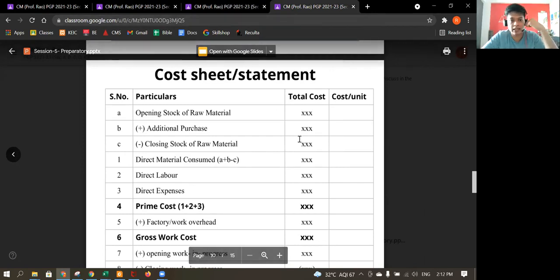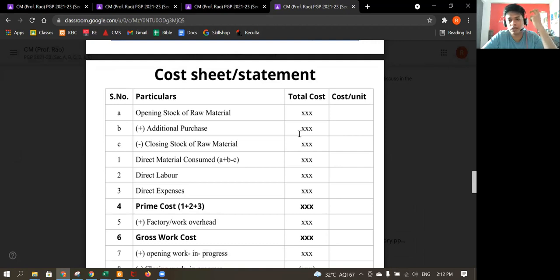Again, cost sheet. I'll run you through the entire format very quickly. You have to understand the flow of the cost sheet. Firstly, you have to determine the prime cost. What is covered in the prime cost? Direct material, direct labor, direct expenses. Direct material, how will you find material? Inventory has three components. First is your raw material, second is your work in progress, third is your finished goods.